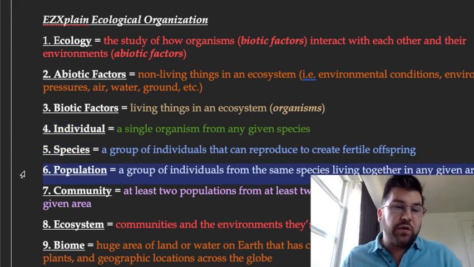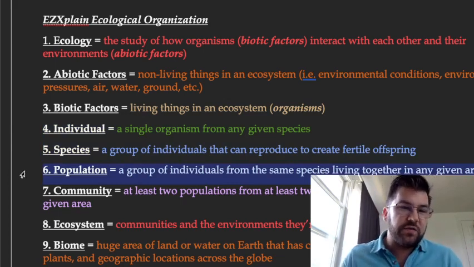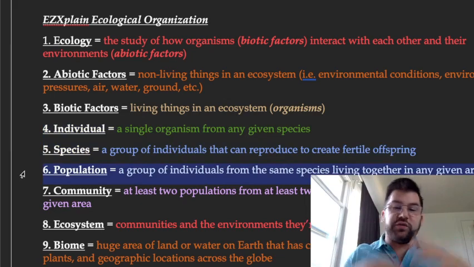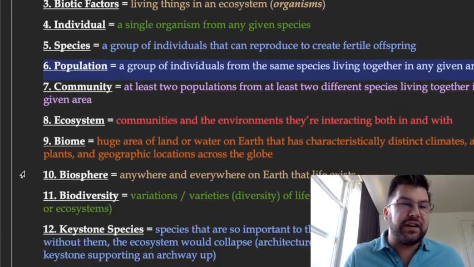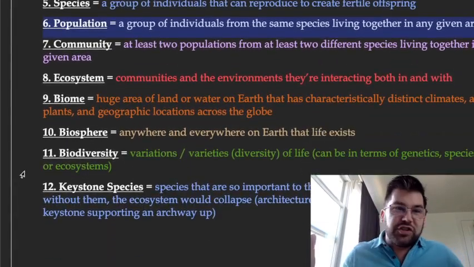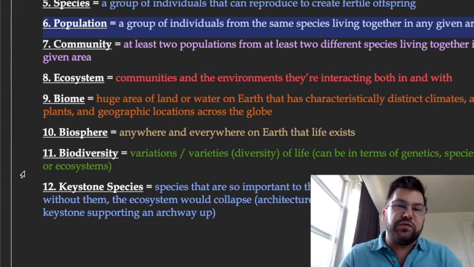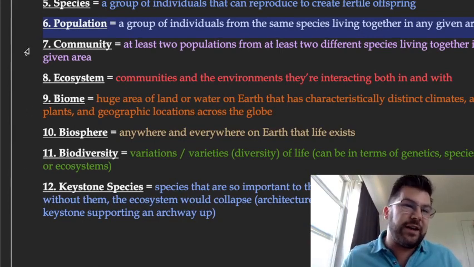The next level up would be a population, where you take a whole group of individuals from the same species and look at the area that they're living in together. They're going to be connected here, they're going to be living together. That's what determines something being a population: individuals from the same species living together in a given area.